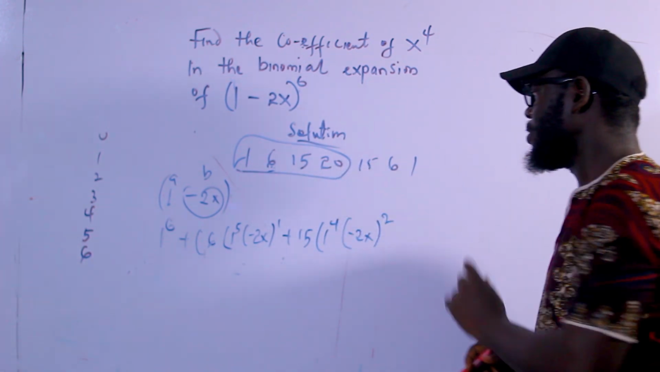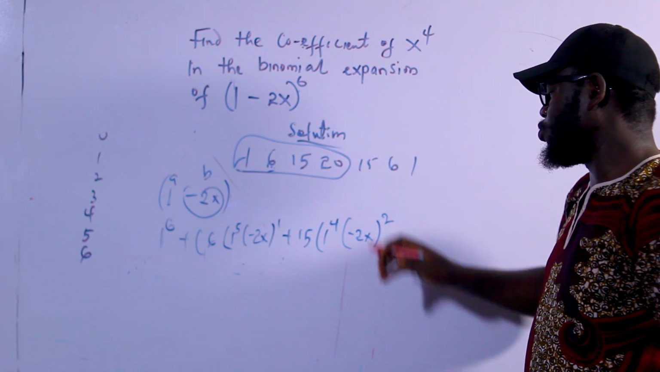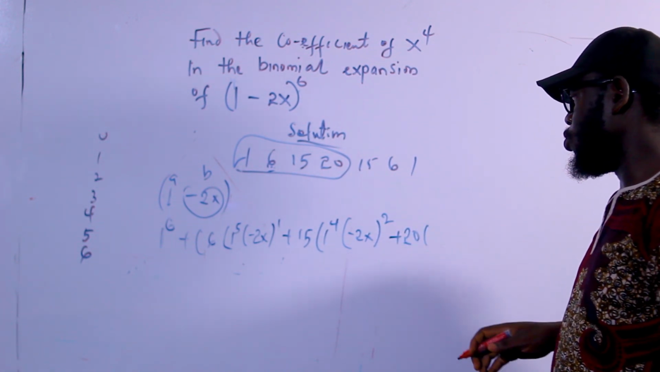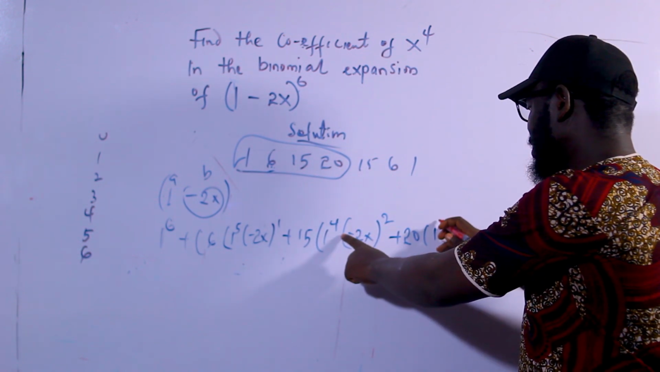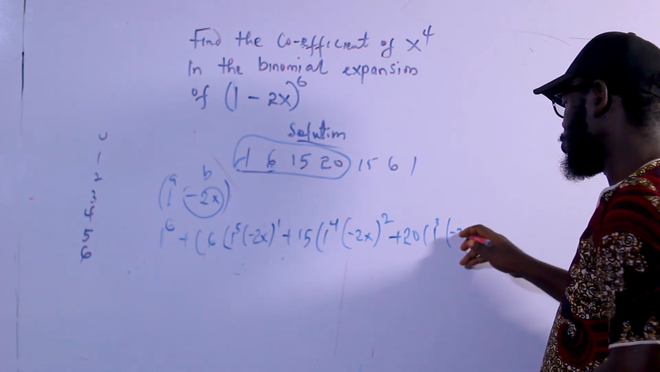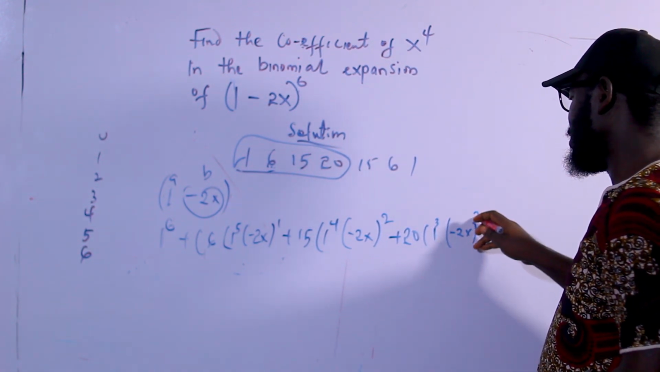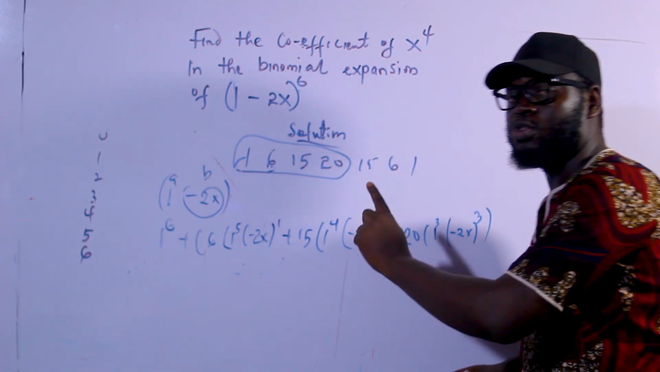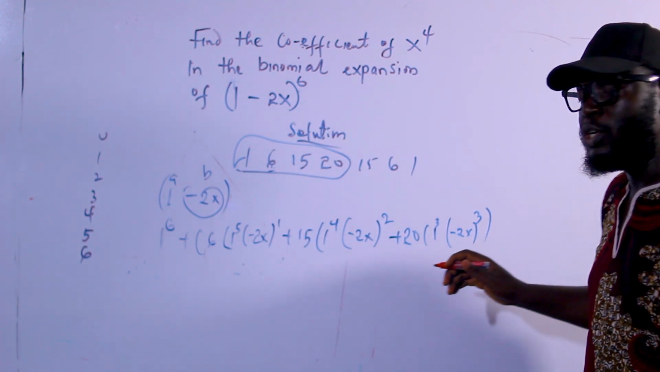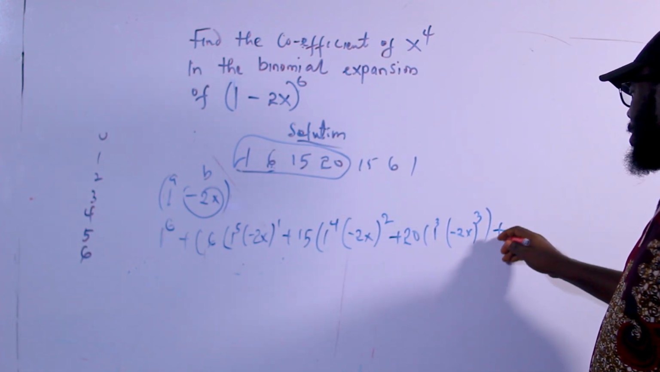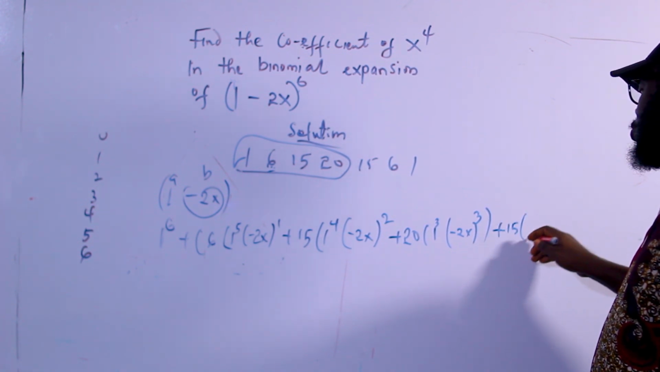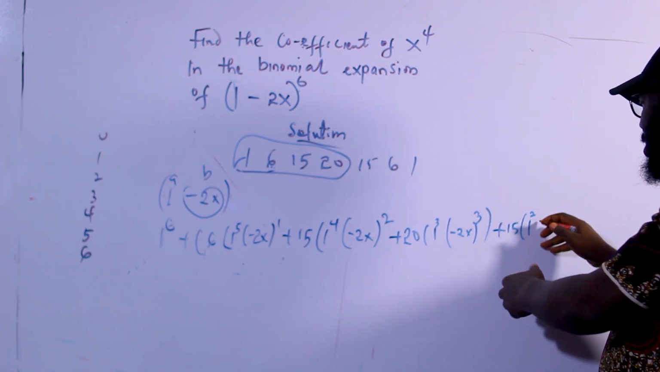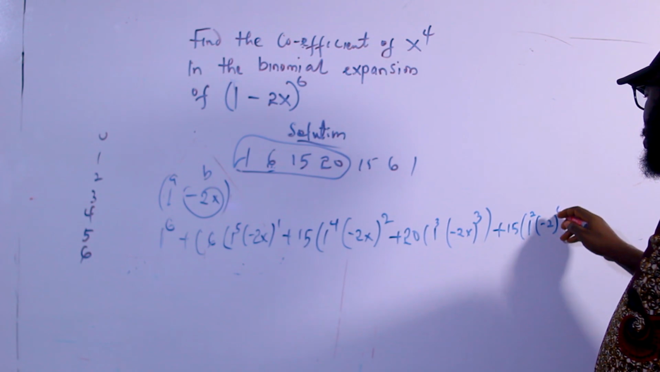So we have this one now, we have 20, so we have plus 20 now into 1 raised to power 3 now, then minus 2x raised to power 3. So once this is to power of 3, definitely we are ending here not on 20, we are ending on 15. So we have plus 15 into 1 raised to power 2, which is the same thing as 1. Then we have minus 2x to the power of 4.